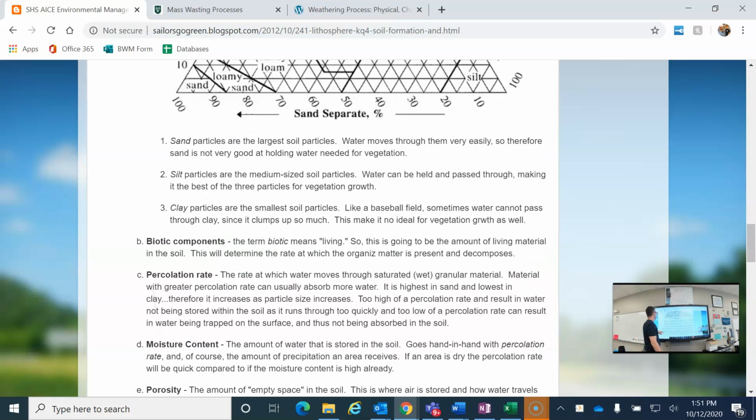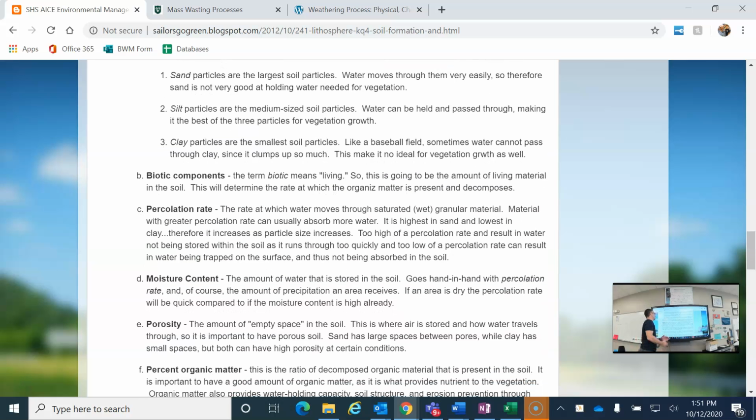The next part of soil is biotic components. Biotic means living, so this is going to be the amount of living material in the soil. This will determine the rate at which the organic matter is present and decomposes. Percolation rate is the rate at which water moves through saturated, wet, granular material. So how fast does it move through? If it has a great percolation rate, it can absorb more water. It's highest in sand and lowest in clay.